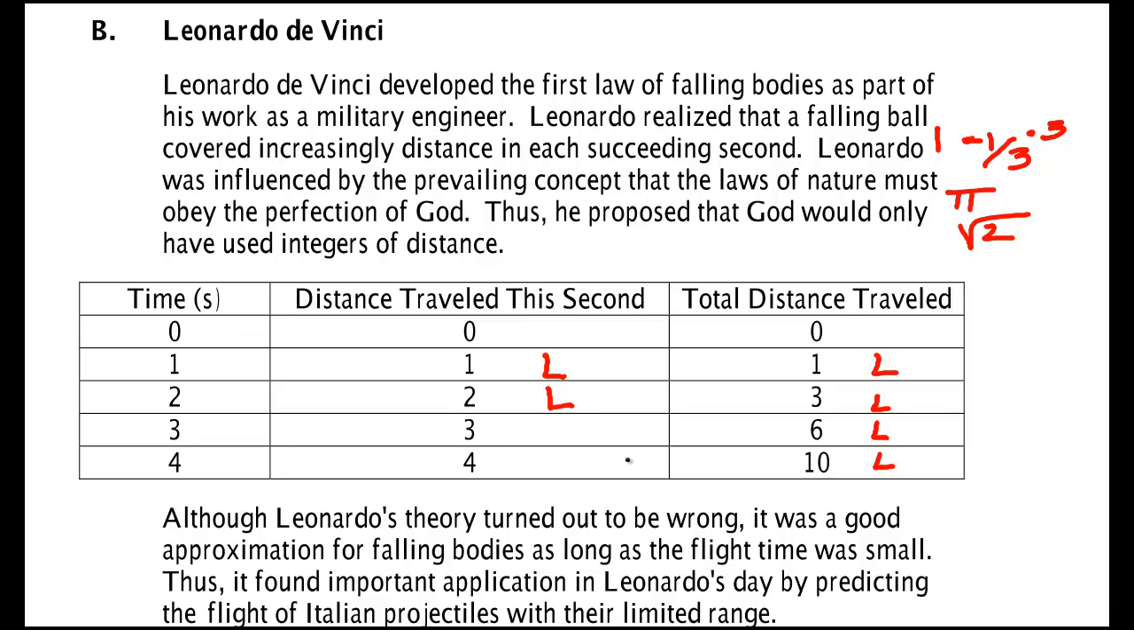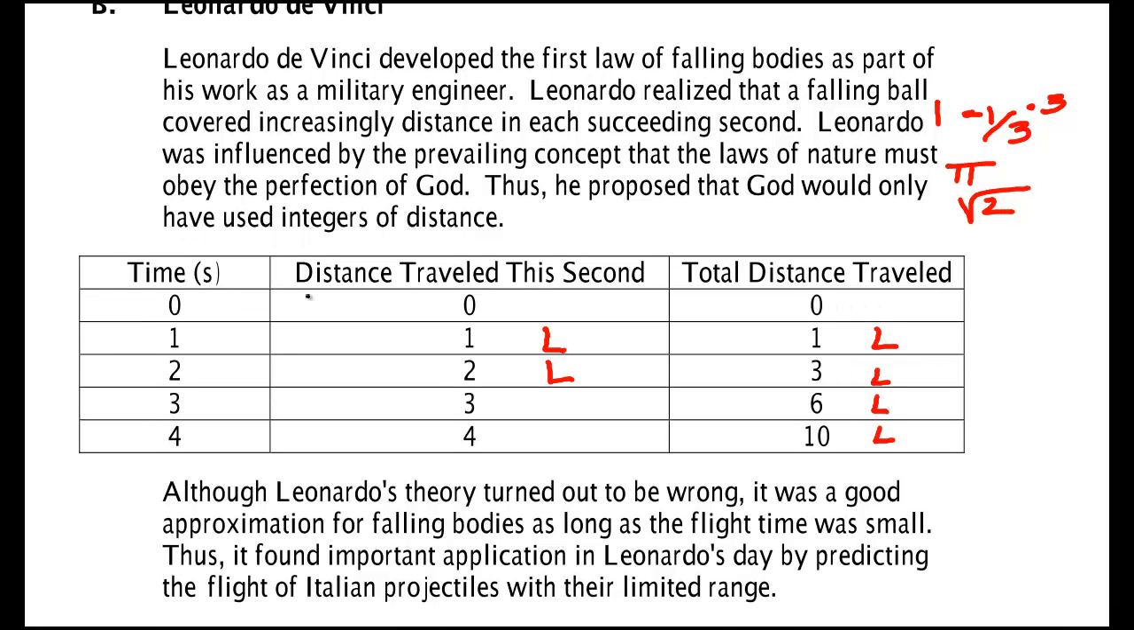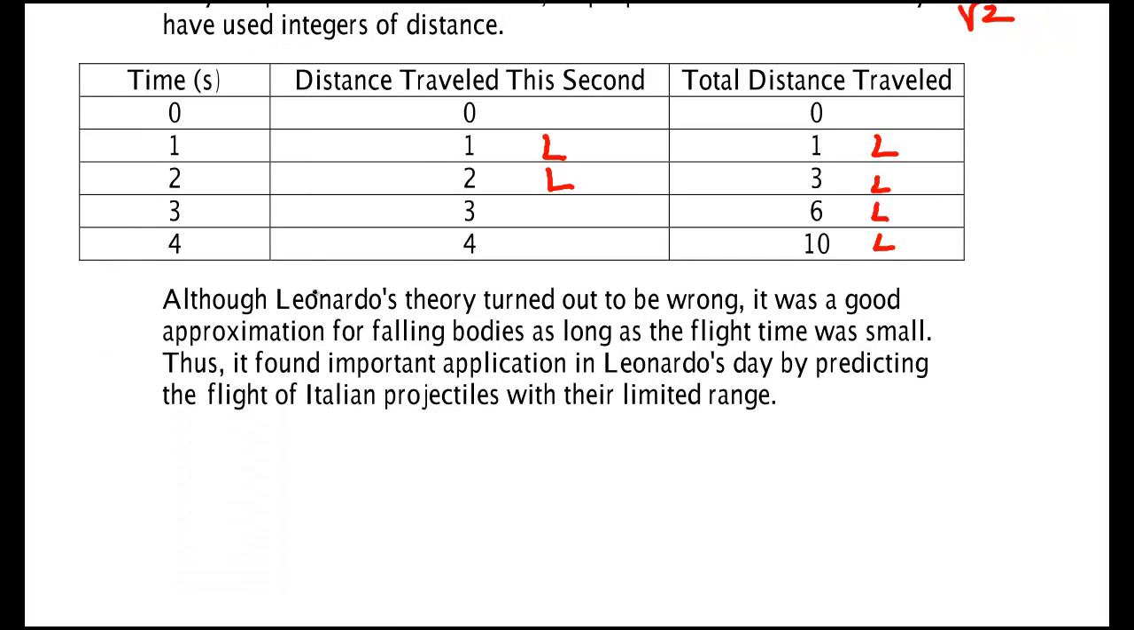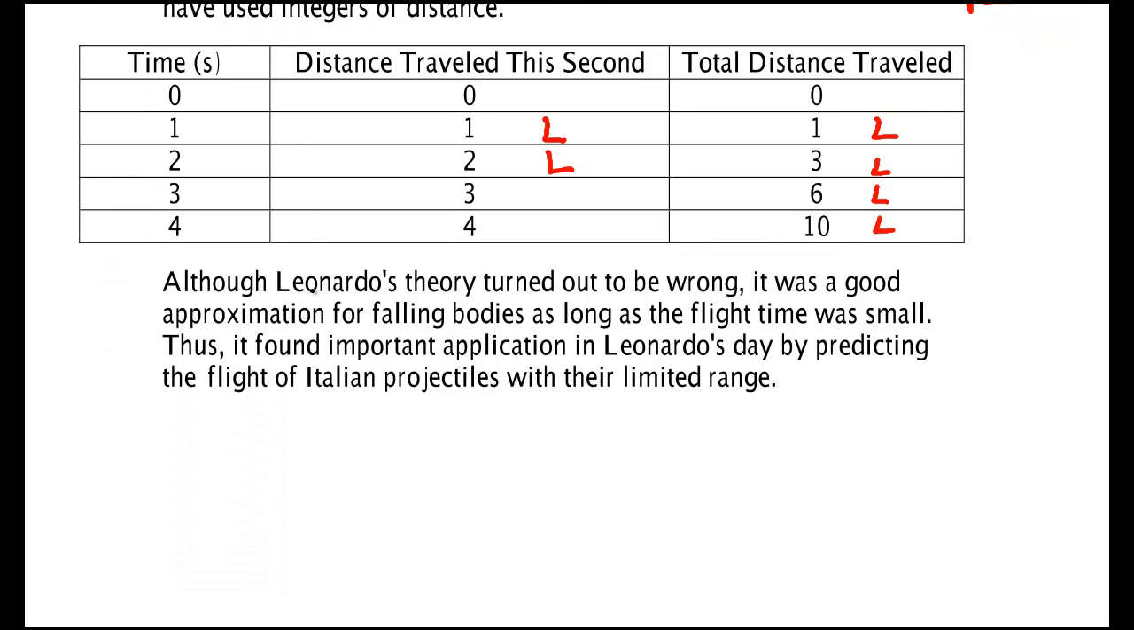This was a pretty good thing, and it predicted cannonballs accurately as long as the cannonballs didn't have enough velocity and stay in the air too long. In other words, it's an approximation of the more correct formula. So he was very useful, but as cannonballs got better, it was obvious that this was not right.